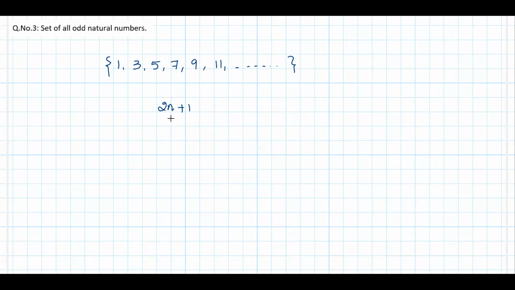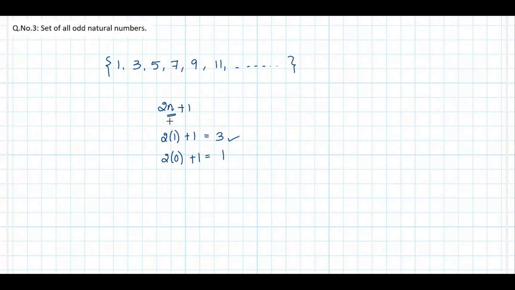And now we have to keep restrictions for this n. So what does n belong to? Natural numbers, integers, whole numbers, what? If you start from natural numbers, what happens? The first natural number is 1. So we'll replace n with 1. So 2 into 1 plus 1 gives 3. So the first value is 3, but we are missing 1. We need 1, the first element, right? So in the place of n, we need to substitute 0. Then only we're going to get 1. If n is 1, then it is 3.